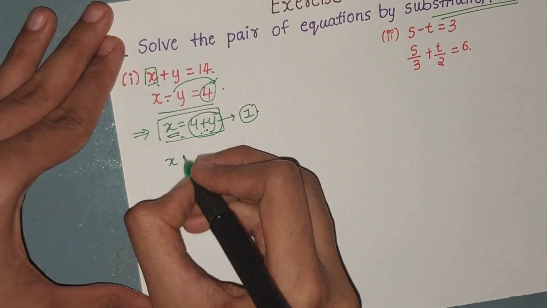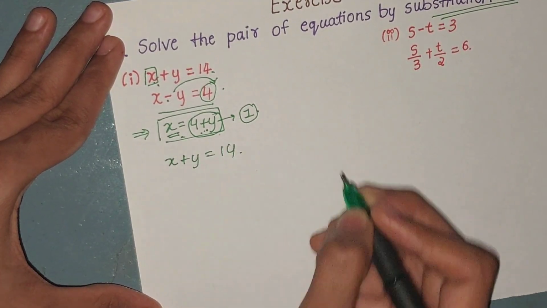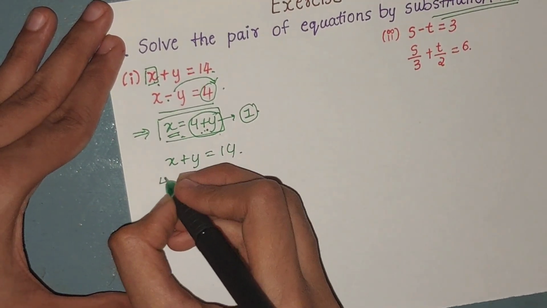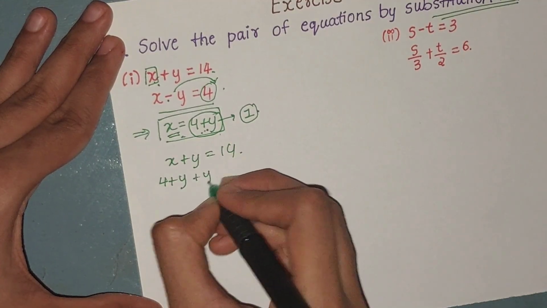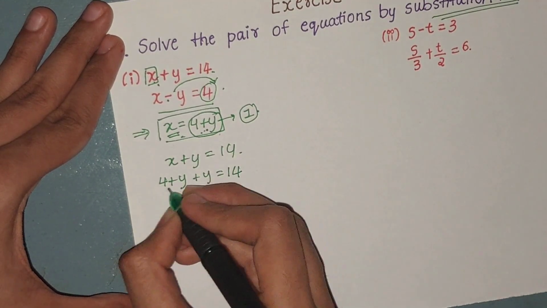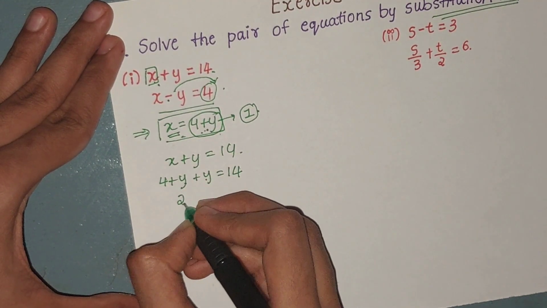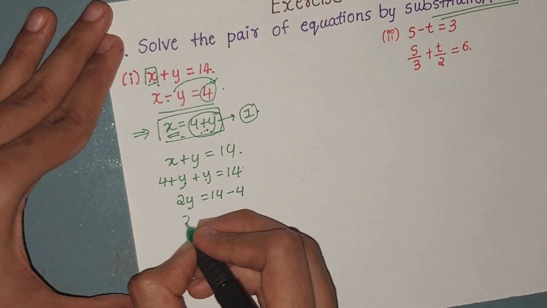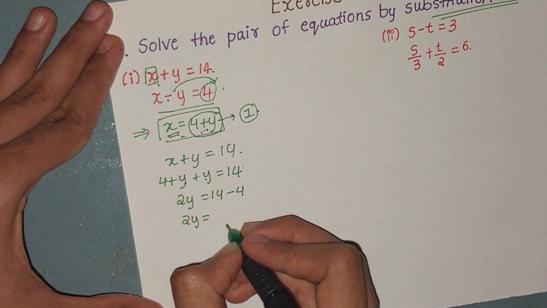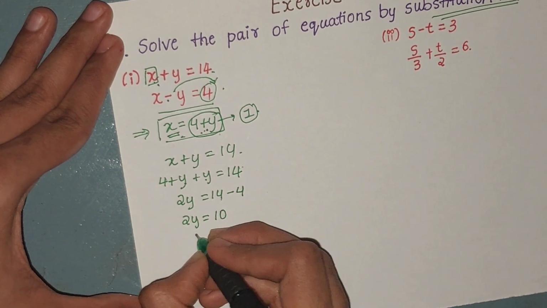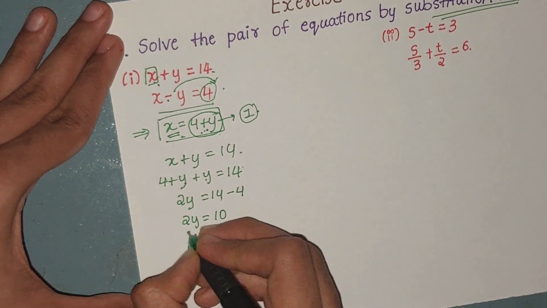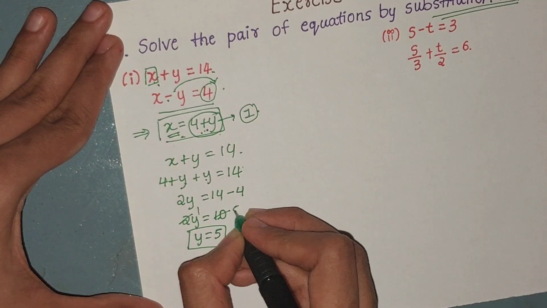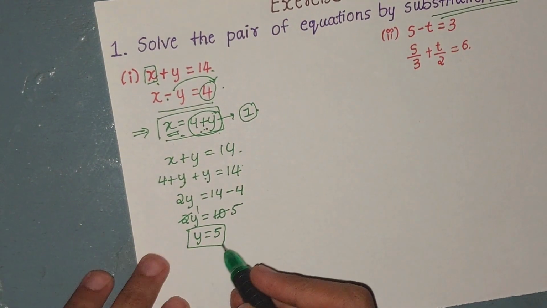So how does it look? Let me first write the equation now. So x means 4 plus y is equal to 14. So y plus y will give you 2y is equal to 14. Send this side, minus 4. 2y is equal to 14 minus 4, which gives you 10. So y is equal to 5, since 2 fives are 10. So I got my y.